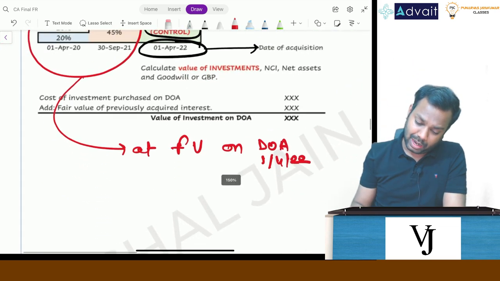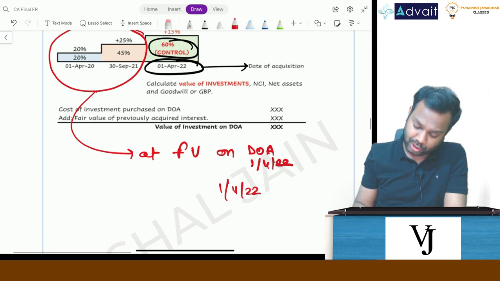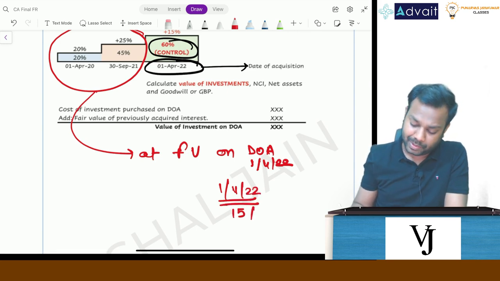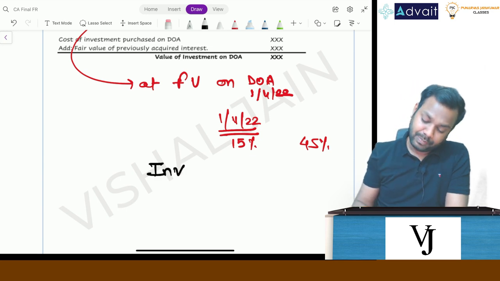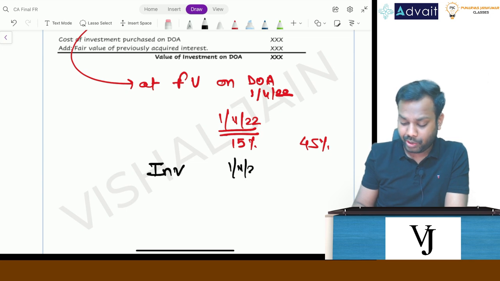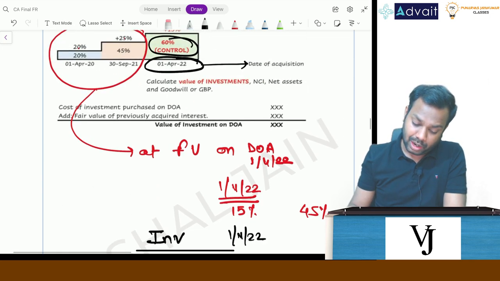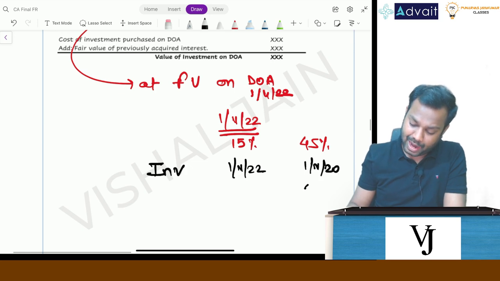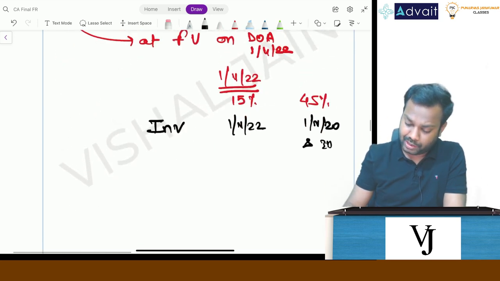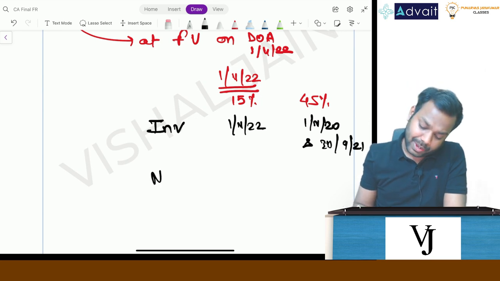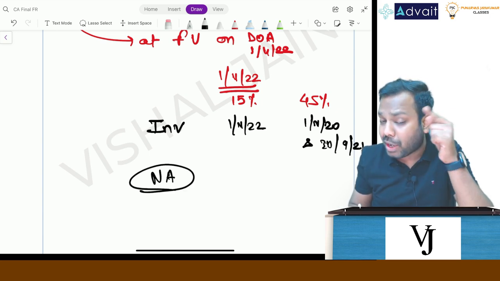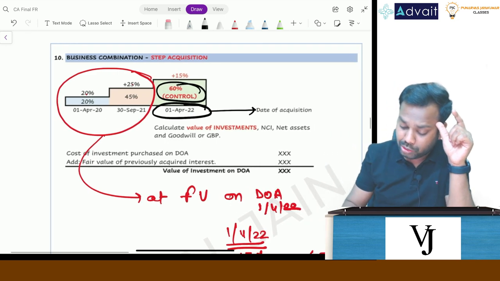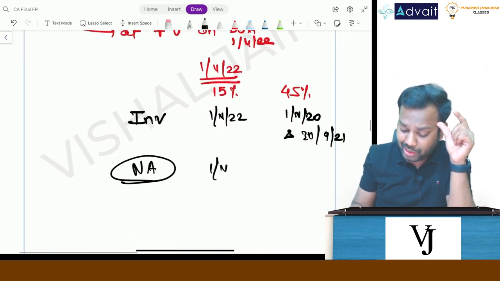I will tell you. Tell me, on 1st April 2022, you have acquired how much percentage? 15%. Previously, you acquired how many? 20 plus 25 is 45%, right? Now, when you calculate goodwill, what will you write? Investments. On 1st April, see, this value is on 1st April 2022. This value will be for 1st April 2020 and 30th September 2021. Now when you compare this investment with net assets to calculate goodwill, this net assets will be what? Fair value on date of acquisition. Date of acquisition is 1st April 2022. So what net assets will you take on 1st April 2022?